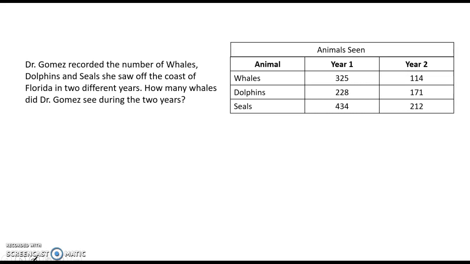So here's the chart that goes with it. It shows how many whales she saw in year 1 and year 2, how many dolphins, and how many seals. Before we start solving this problem, we need to look and figure out what the problem's asking us to do. So first of all, I see that the problem is about Dr. Gomez and the animals she saw. What is the problem asking us to do? Go ahead and tell somebody around you what the problem's asking you to do or find.